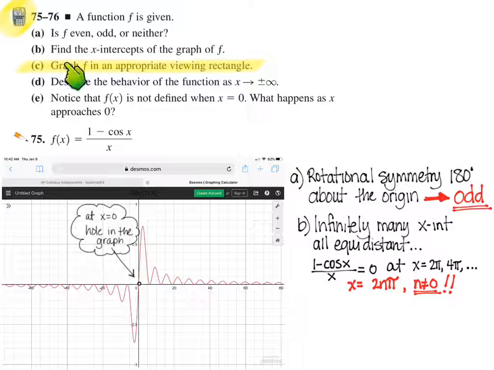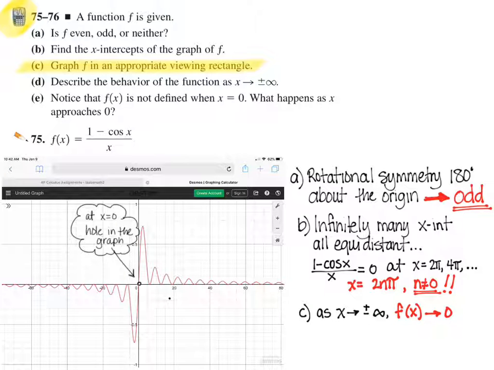We did part C already. We graphed it. So we've got that. Part D says describe the behavior of the function as x goes really far to the left or really far to the right. So that was one of the reasons to graph this properly, that I looked real far here to the right and real far here to the left, and you're noticing it's flattening out. And so as x is approaching either positive or negative infinity, the function is approaching 0.